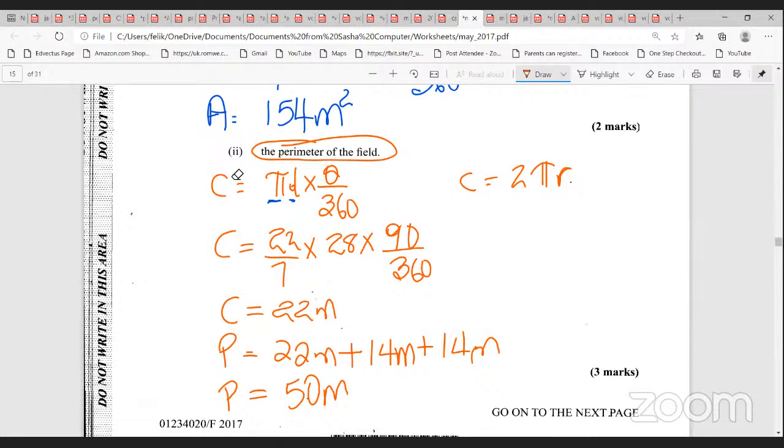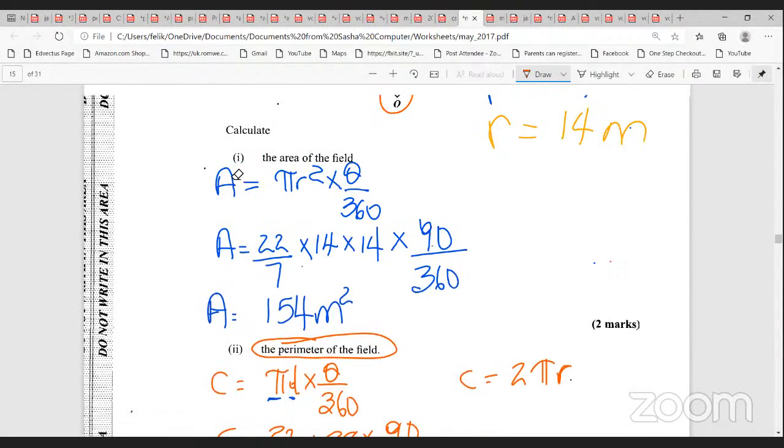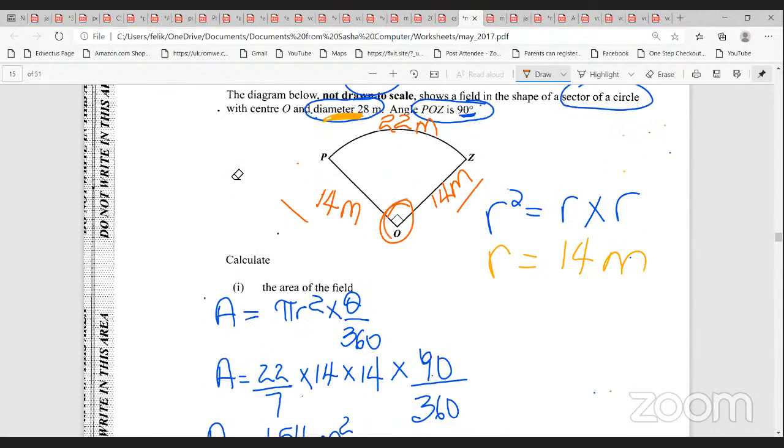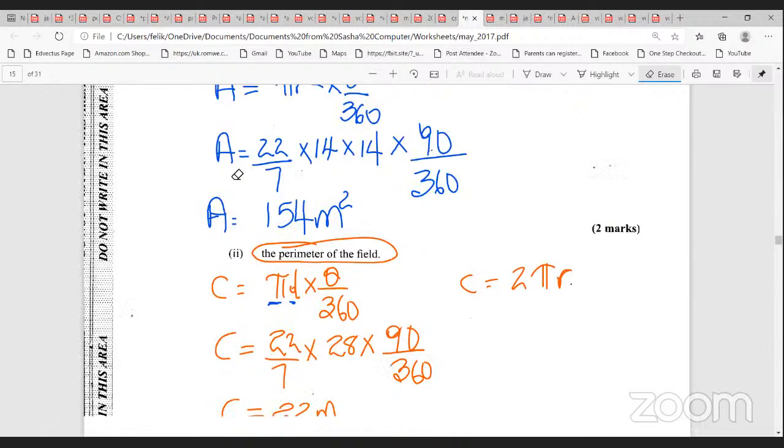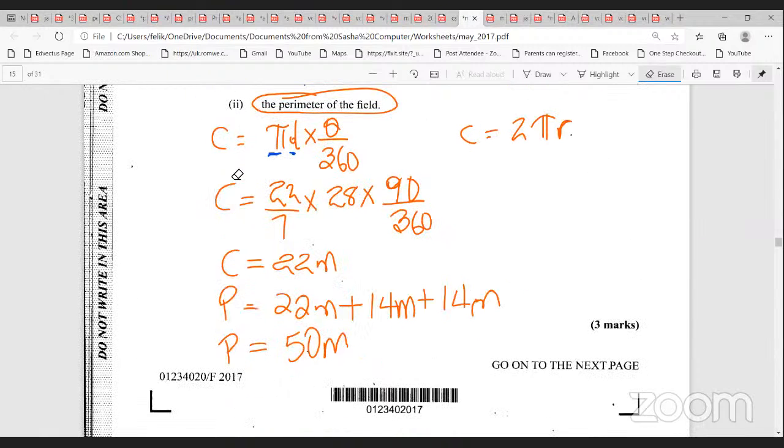You also need to know the area of a circle. I need to know how to find the area of a sector. You should be able to identify the angle that you're looking at for the sector. So we're able to identify the angle up here to be 90 degrees, and from that you're able to find the area of the sector.